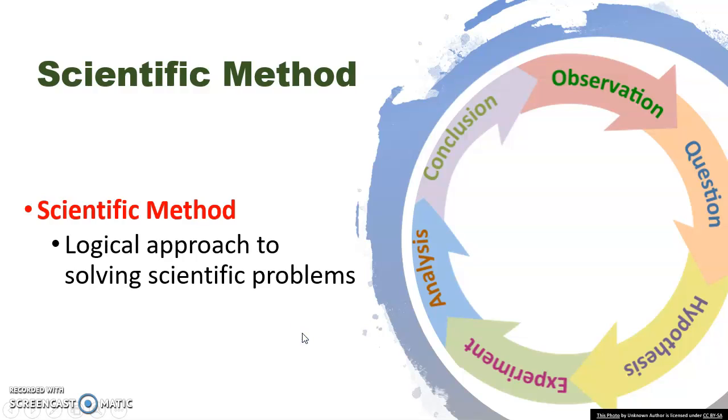Now, first thing we got is the scientific method. The scientific method is just a logical approach to solving problems. You use the scientific method all the time. Anytime you have a problem in your head without even thinking about it, you're probably going through the steps of the scientific method. I always use the example of you lose your car keys. You're leaving to go to school in the morning. First thing you do is you observe that your keys are missing.